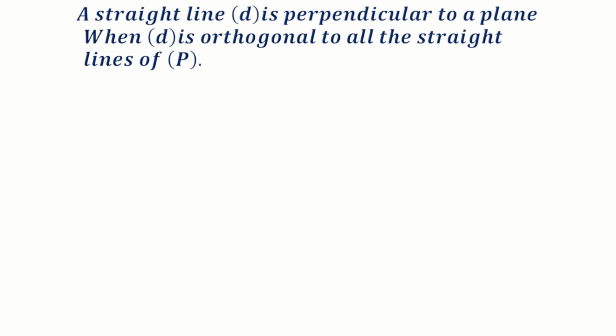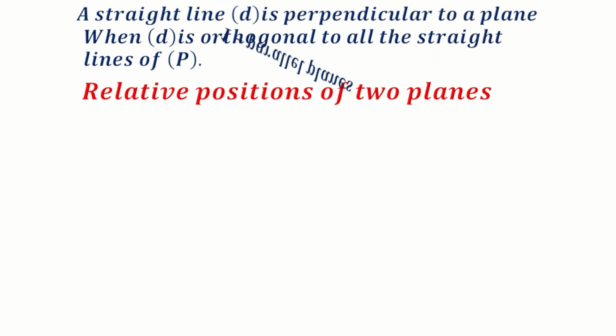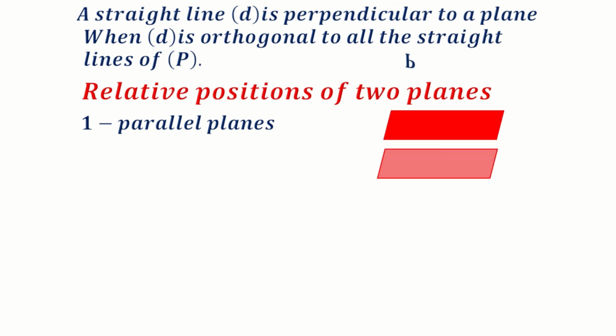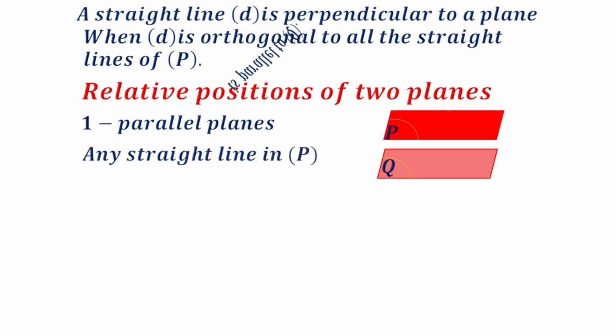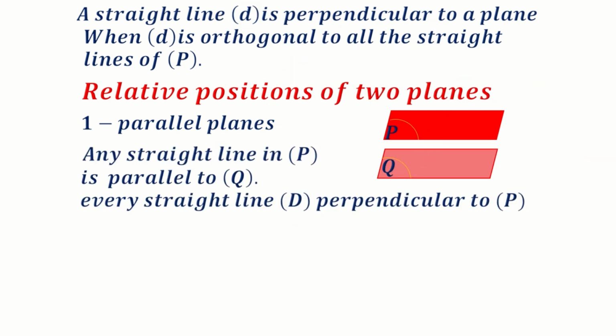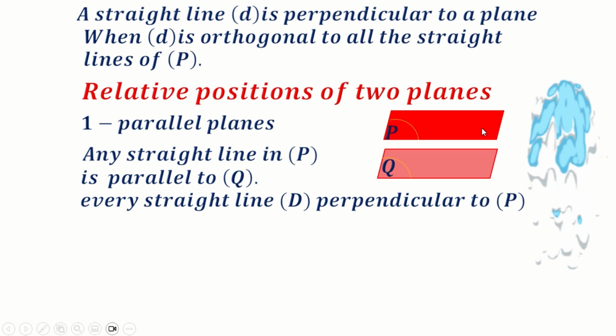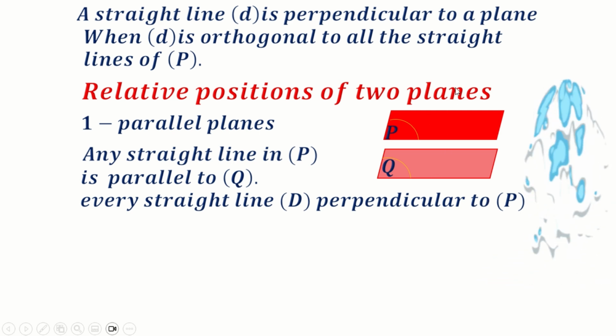Remember that a straight line D is perpendicular to a plane when D is orthogonal to all the straight lines in P. Relative positions of two planes. If we have two planes, they are either parallel like this, they don't have any point in common. Any straight line in plane P is parallel to the plane Q, and any straight line in Q is parallel to the plane P. Every straight line D perpendicular to P is perpendicular to Q.